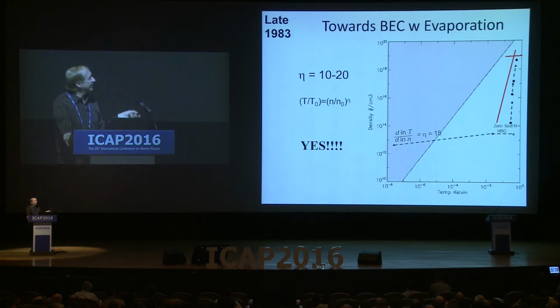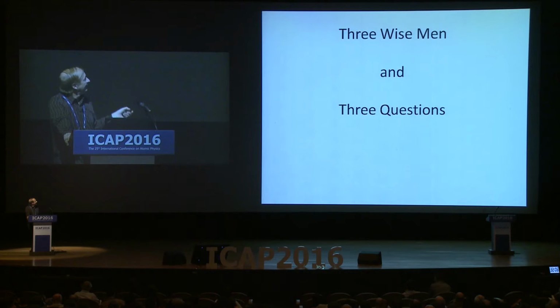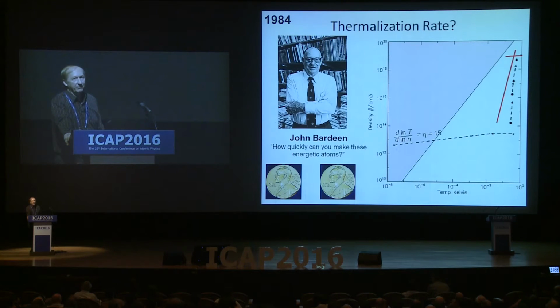I sort of kept it to myself for a while, but eventually opened up and talked to other people. And then came the story of the 3 wise men and 3 questions. And the first one came from none other than John Bardeen, the inventor of the transistor and understanding BCS superconductivity. And he was actually the father-in-law of Tom Greytak. And he was on a visit to MIT to visit his grandchildren. And Tom brought him into the lab and had him talk to me.